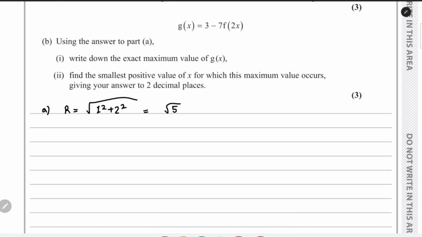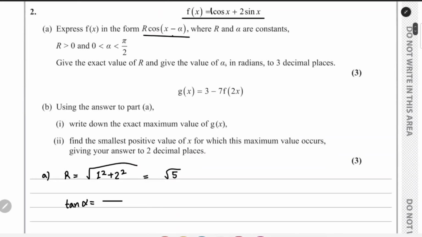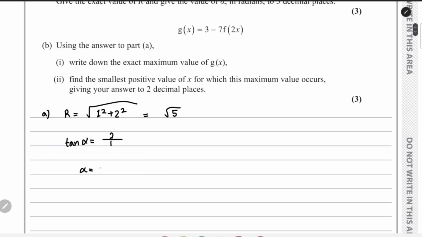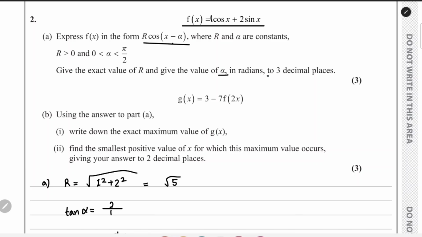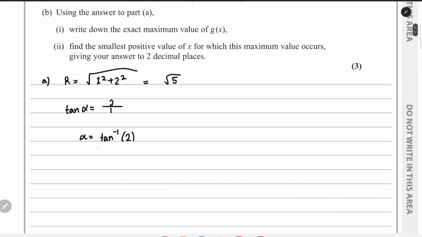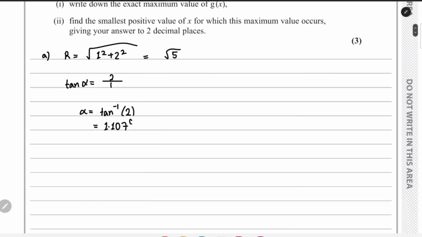So we have root 5 over here as r, and tan alpha will be equal to 2 divided by 1. So tan alpha is 2, alpha is tan inverse 2. We are instructed to give the value of alpha in radians to 3 decimal places, so I'll find tan inverse 2 in radians and give our answer to 3 dp. If I calculate this, I'll get 1.107 radians. So I can write this down as root 5 cos x minus 1.107 radians.